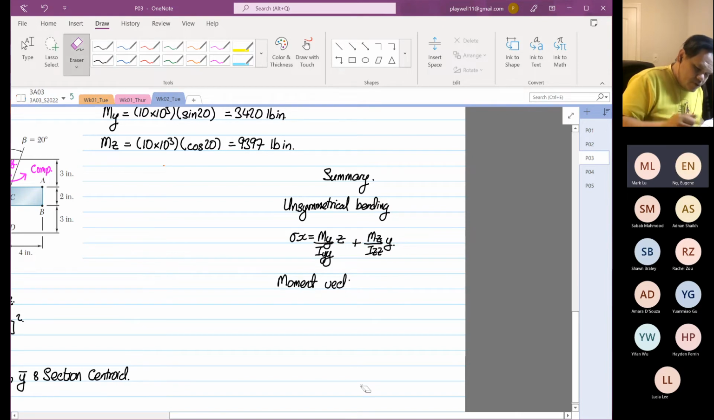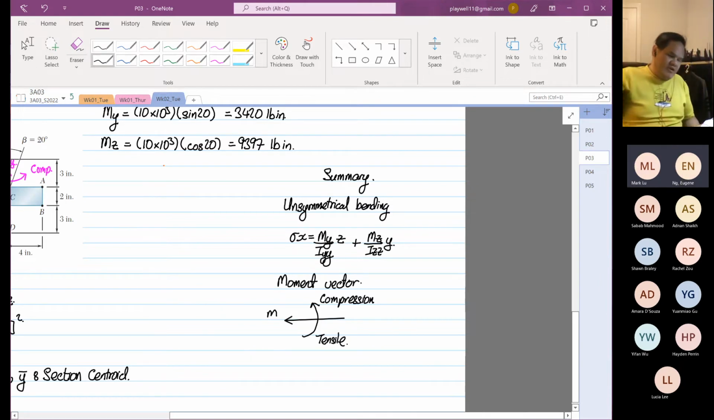Okay, that's what you have learned today. By looking at the moment vector, you just draw your moment vector. Okay, so this is what we learned today. If this is your moment vector M, all right, using right hand rule, you know that this is compression, and then this is tensile. Okay, so that is easy.